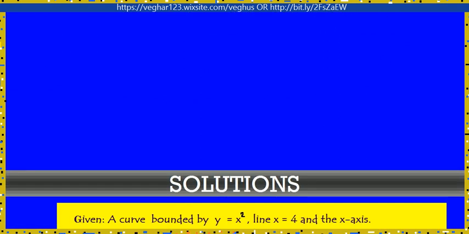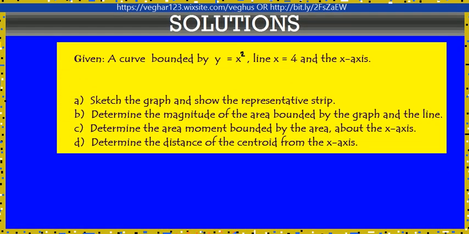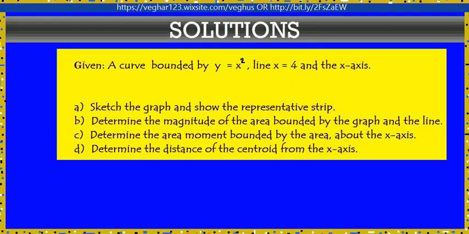This is centroid, so I'm dealing with centroid here. So let's look at this exercise. So they say sketch. As you can see, this is a parabola. Parabola is either going up or down. So this is the nature of one of the parabola. So this is a graph that looks up.